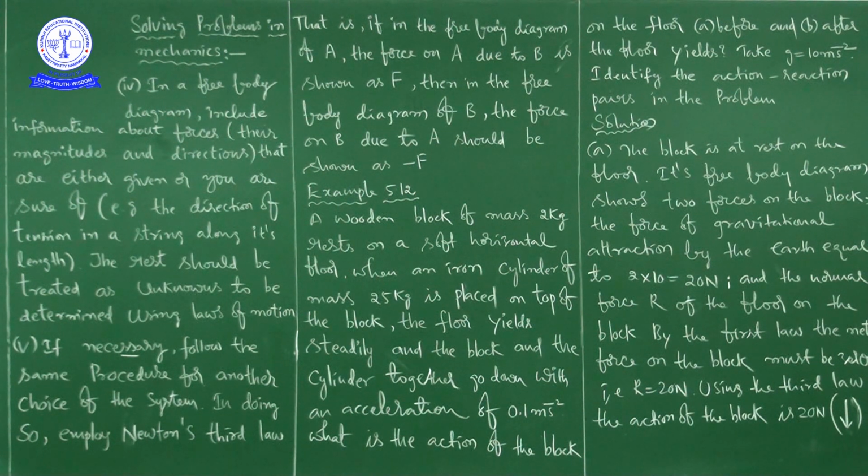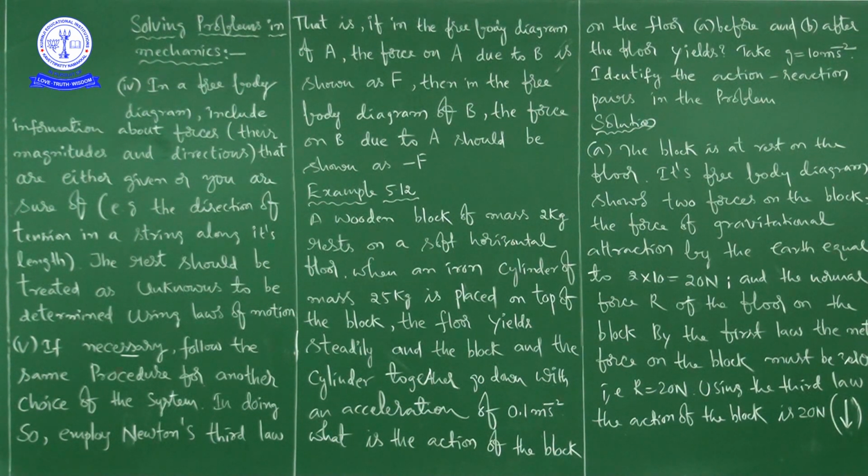So the first step is to draw the diagram by showing all the parts of the assembly of bodies including links and supports. The second one is to choose a convenient part of the assembly as one system. The third one is to draw the free body diagram. Okay, right. Now we are going to say the fourth step.